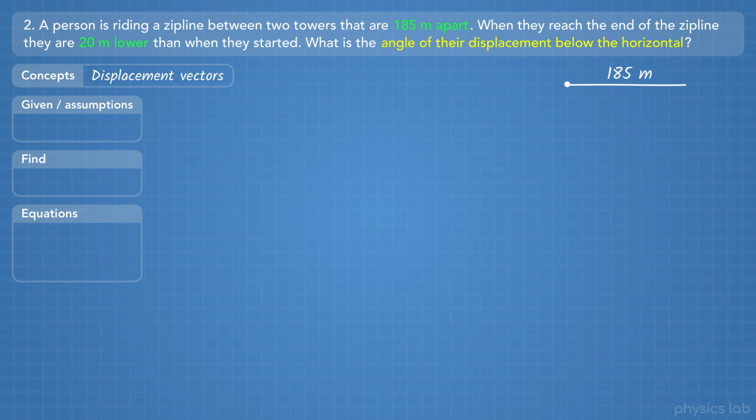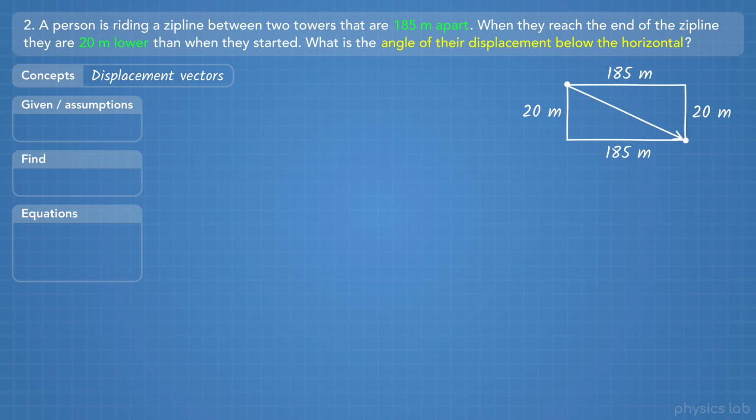It also says the end point is 20 meters lower than the starting point, so let's draw a vertical line labeled 20 meters. Here's a second dot for the end point of the zip line. Now let's draw a displacement vector from the start point to the end point. We could have also labeled the distances like this.